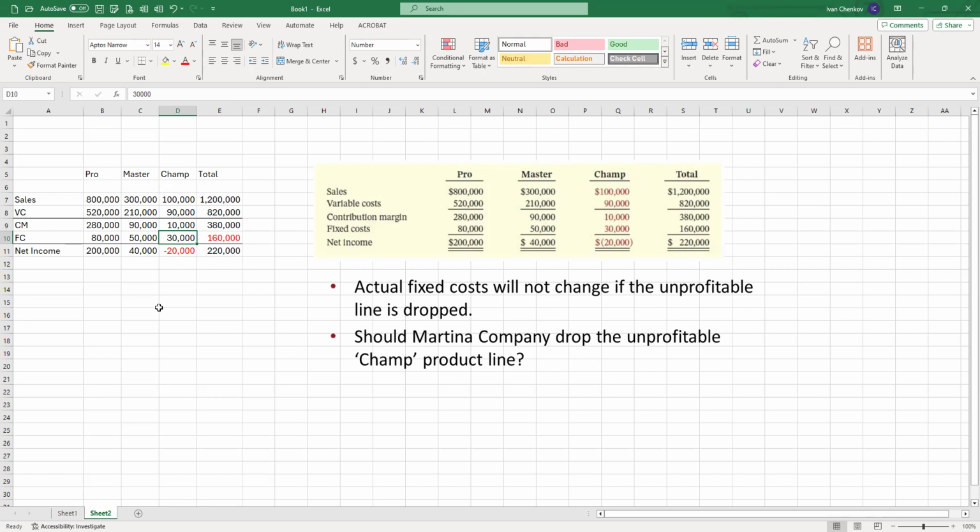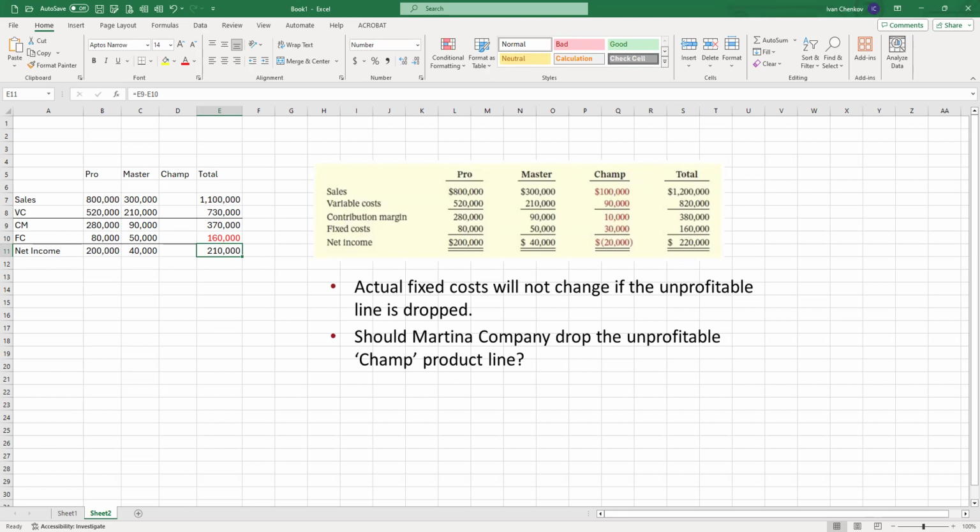Are we saving on the fixed cost here? If I drop champ, am I saving on the fixed cost? No. But I'm losing $10,000. Yes. Make sense? So for that reason, we keep it. We're not going to get rid of it because we're better off. We're making more income if we have it than if we don't have it.